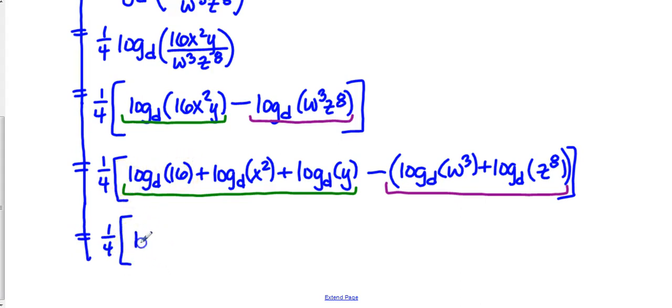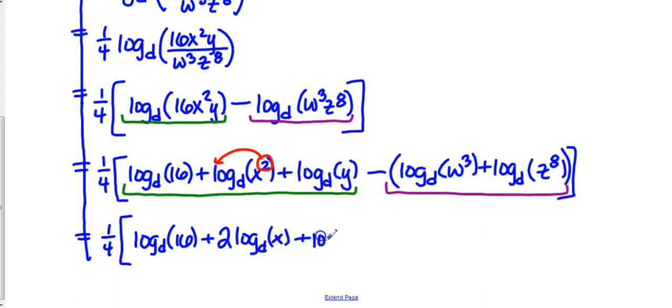Log base d of 16, nothing I can do with that right now. How about log base d of x squared? Well, as soon as I see that I have this exponent, I'm like, ooh, I can use my power property. That's going to come out front and become a coefficient, so that becomes plus 2 log base d of x. And there's no exponent here, so that will stay, plus log base d of y.